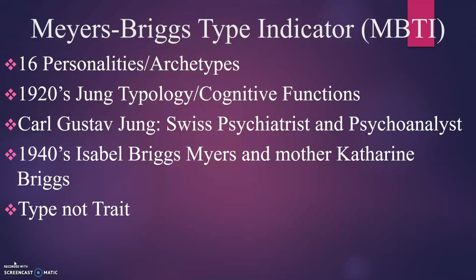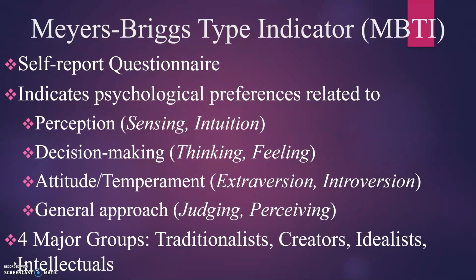Now, unlike the previous model, unlike the Big Five model, this personality typology seeks to determine overall type, not just individual traits. It's a self-report questionnaire, and as you can see, those are some of the preferences that this typology likes to try to determine. And this typology groups everyone into 4 major groups. As you can see in the terms down there: the traditionalists, the creators, the idealists, and the intellectuals.